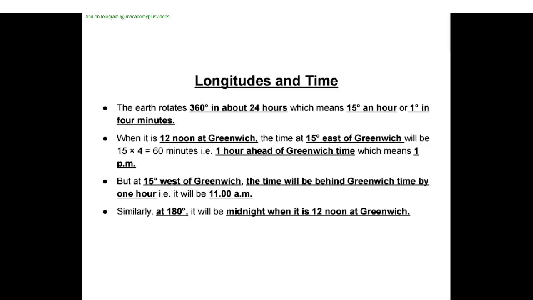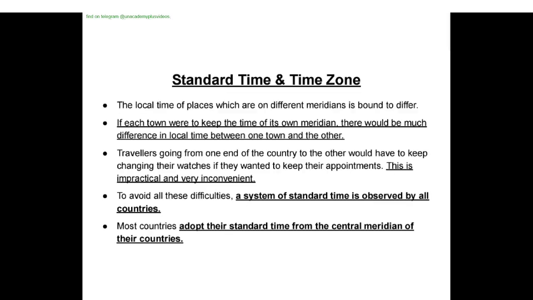Longitudes and time. The Earth rotates 360 degrees in about 24 hours, which means 15 degrees an hour or 1 degree in 4 minutes. When it is 12 noon at Greenwich, the time at 15 degrees east of Greenwich will be 15 into 4, 60 minutes, that is 1 hour ahead of Greenwich time, which means 1 p.m. But at 15 degrees west of Greenwich, the time will be behind Greenwich time by 1 hour, that is, it will be 11 a.m. Similarly, at 180 degrees, it will be midnight when it is 12 noon at Greenwich.